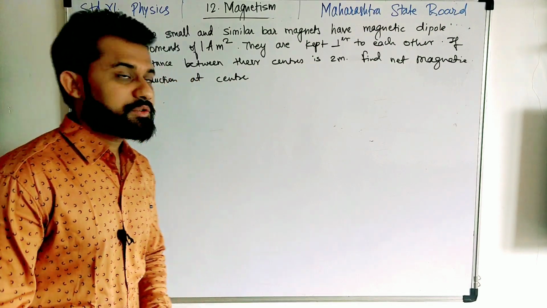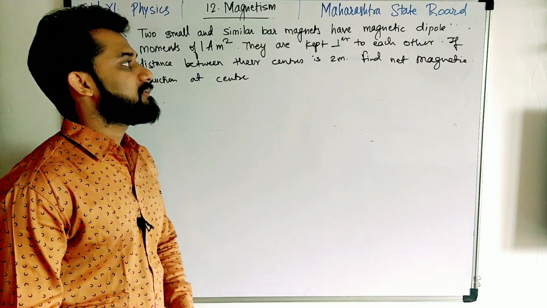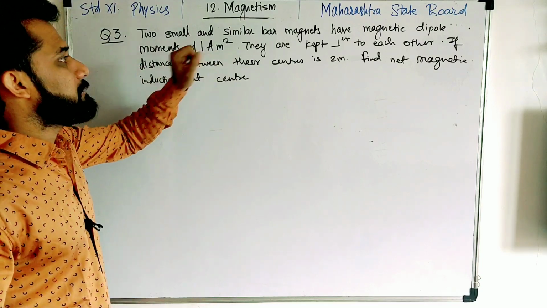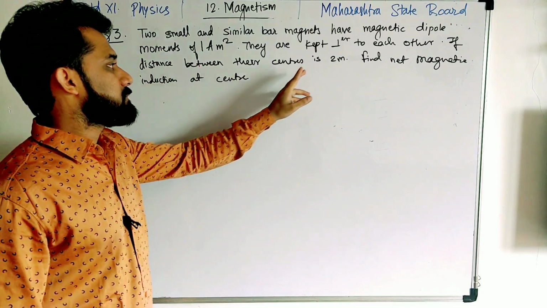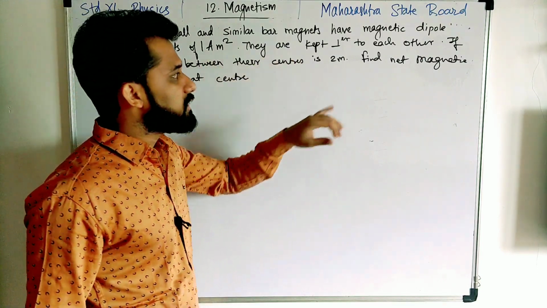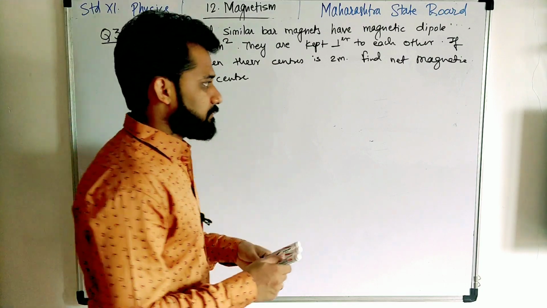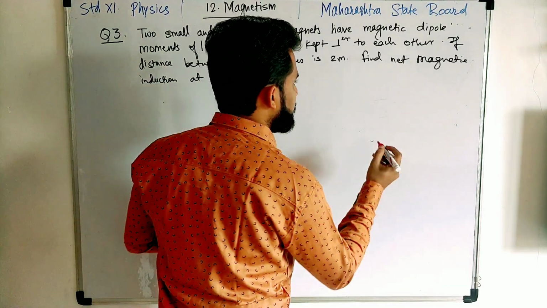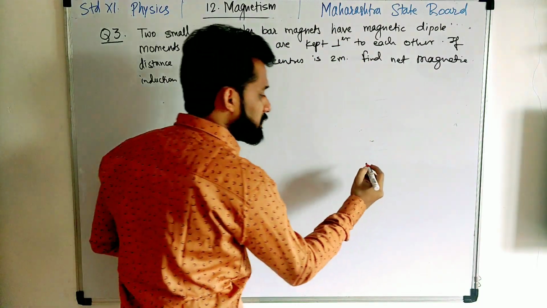Okay, so the next question is question number 3. Two small and similar bar magnets have magnetic dipole moment 1 ampere meter square. They are kept perpendicular to each other and the distance between their centers is 2 meters. Find net magnetic induction at the center. See, two magnets are given. Two magnets are short magnets and they are kept perpendicular to each other.